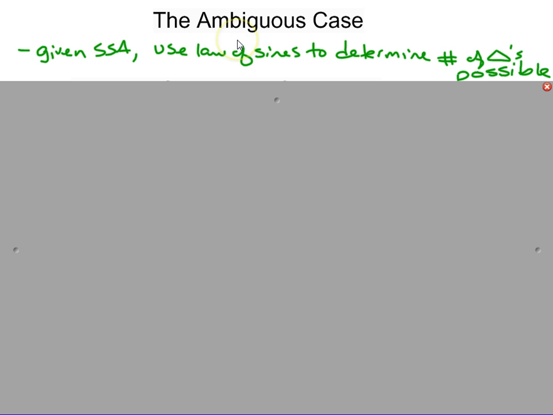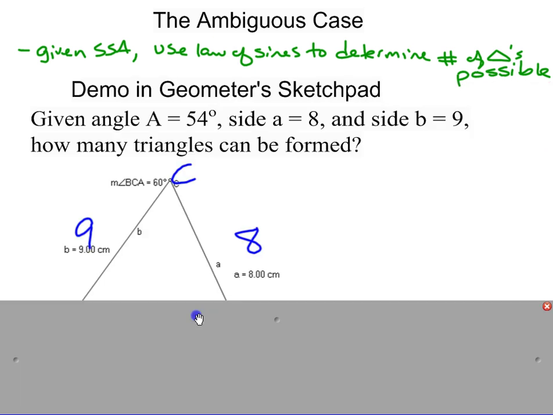We're going to determine how many triangles are possible given these particular sides and angles, this side-side-angle combination. And the answers are simply 0, 1, or 2. It's never 3. Okay? So let's look at this particular triangle.